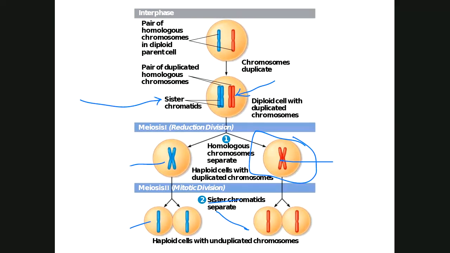So again, like I said, reduction division. We divided the number of chromosomes. We went from diploid to haploid after step 1. And then in meiosis 2, they call it mitotic division because it looks a lot like mitosis. Matter of fact, once we get through meiosis 1, meiosis 2 will be very simple. We can fly through that because we talked about that already.